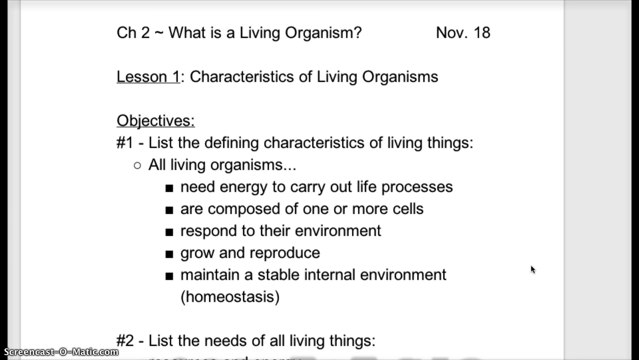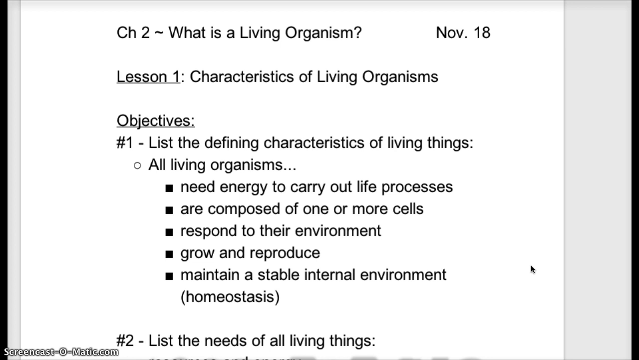A third characteristic of a living organism, they respond to their environment. In other words, if you think about when it's bright out and you shade your eyes, or if you touch something hot, or you get cold, all of these different stimuli cause you as a living thing to respond. And that's the same way internally. It's not just externally, but inside also.